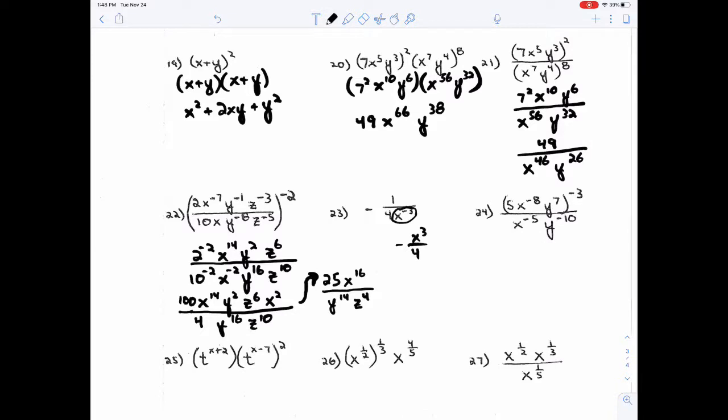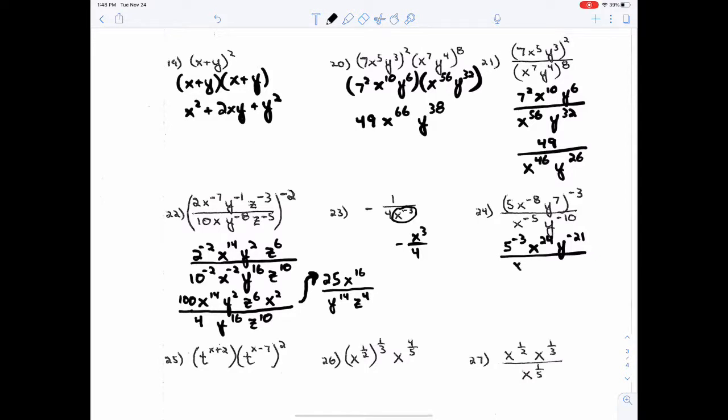Okay, on 24, I'm going to give the negative 3 exponent to each factor that's in the parentheses. Notice on 22, the whole fraction was in the parentheses. On 24, only the top is. So this is 5 to the negative third, x to the 24th, and y to the negative 21st, all over x to the negative 5th, y to the negative 10th.